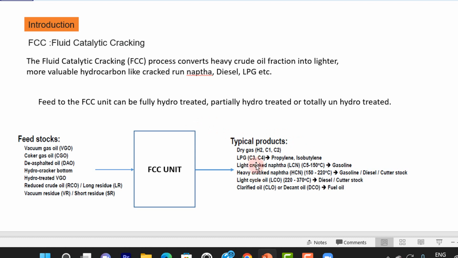Dry gas, LPG, then light cracked naphtha, heavy cracked naphtha. Basically, this is all cracked naphtha. You can say this cracked naphtha is petrol grade material. Basically, it's a motor spirit. Once it is treated in the FCC and ST, we can use this product as petrol. Then light cycle oil, LCO, or heavy cycle oil, HCO.